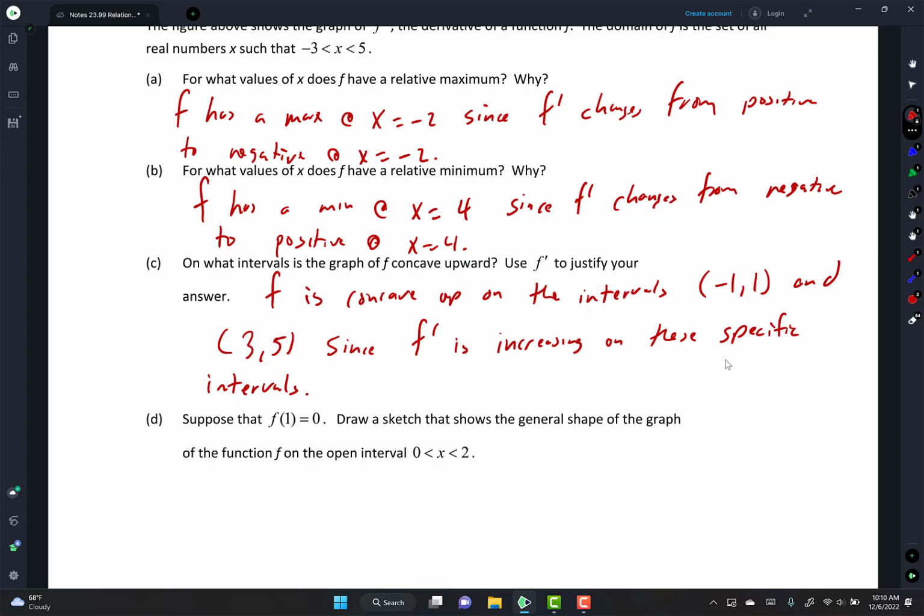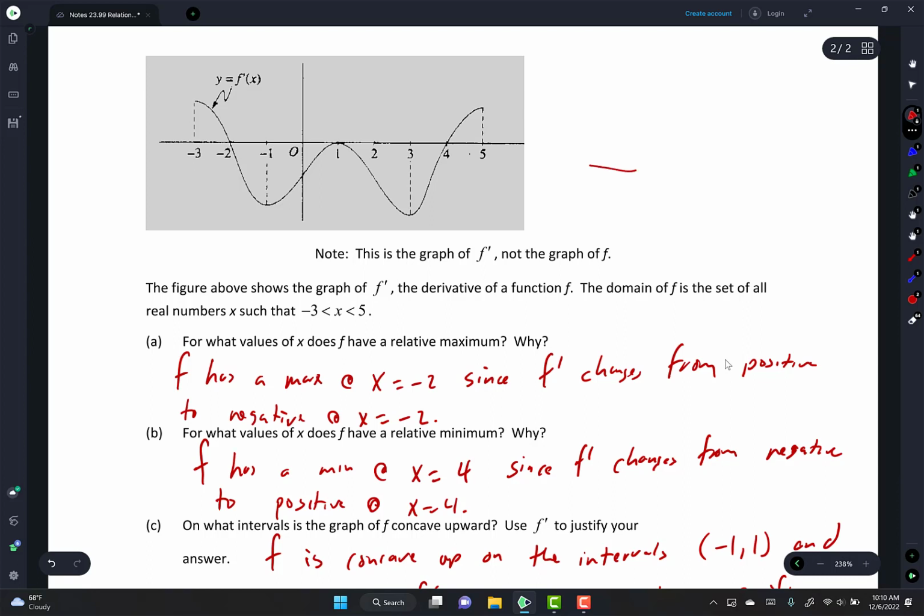Full credit. Remember what this means, guys. If f prime is increasing, that means f prime prime is positive. Cool? Now, on any exam, you can probably get away by saying f prime prime is positive, and they would probably mark it correct. But you always want to reference the graph they give you.